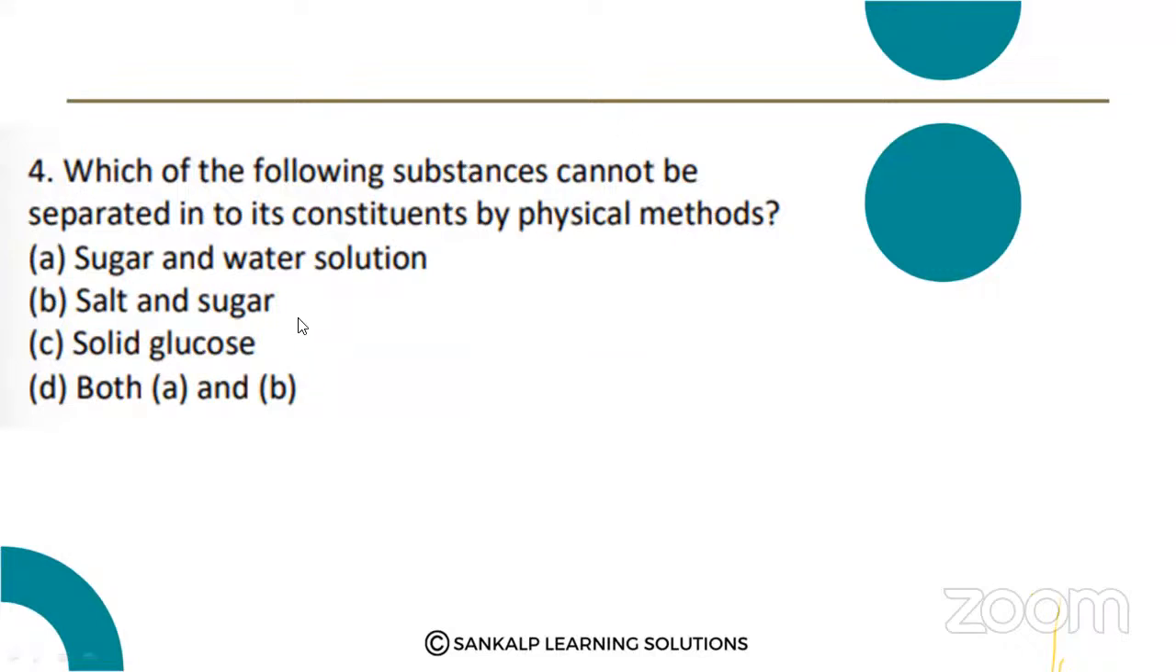Salt and sugar will not dissolve, so they can be separated. Solid glucose, okay, it is also in solid form, so it can also be separated. So the A and B option is also wrong. So the correct answer is sugar and water solution. They cannot be separated by physical methods. So which cannot be separated into its constituents by physical methods is sugar and water solution.